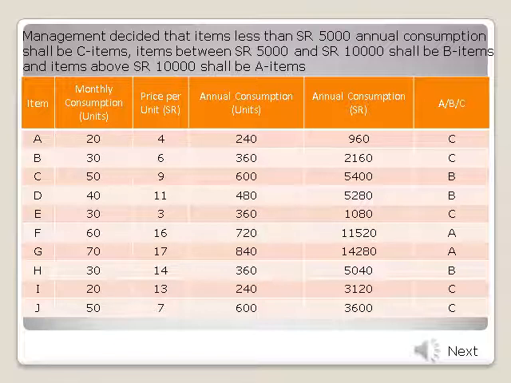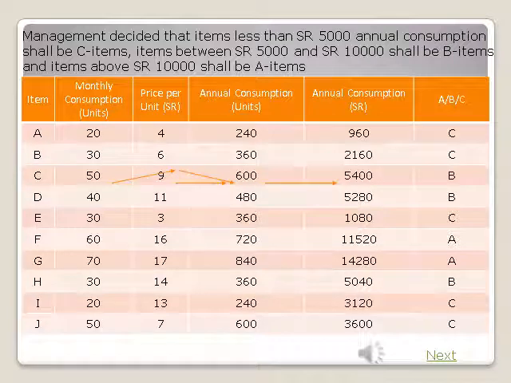As you can see, in the first column you have the SKU label, A, B, C, D, up to J. In the second column, you have the monthly consumption. This monthly consumption has to be multiplied by 12 to get the annual consumption. If you then multiply the price per unit by the annual consumption, you have the annual consumption value. After that, you are free to classify it. Let's now go to the next slide.